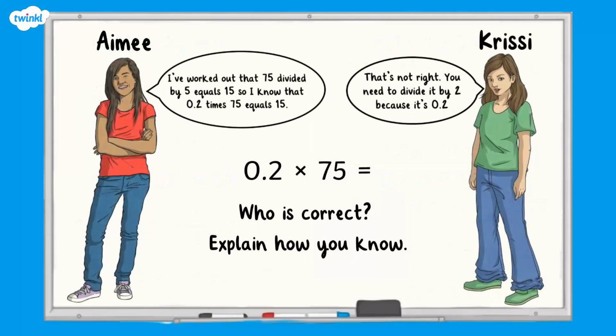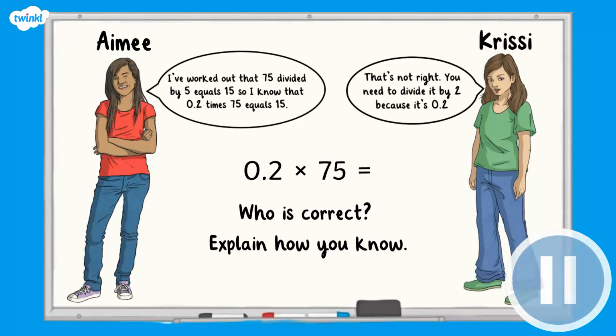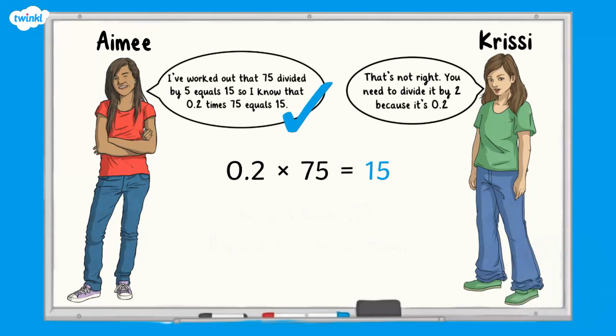Amy and Chrissy are calculating 0.2 multiplied by 75, but they disagree about how to work it out. Amy thinks she needs to divide 75 by 5, but Chrissy thinks they need to divide it by 2. Who is correct? Remember to explain how you know. Amy is correct. She has used decimal and fraction equivalents and she knows that 0.2 is equivalent to 1/5. To work out 1/5 of 75, she has calculated 75 divided by 5.